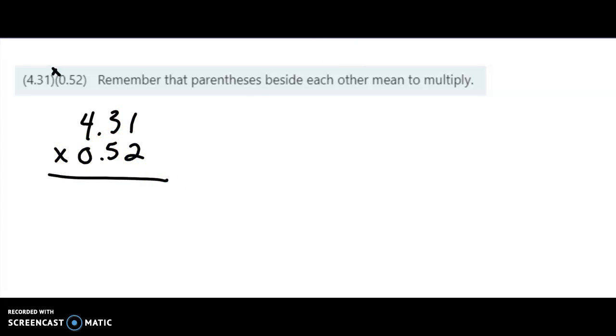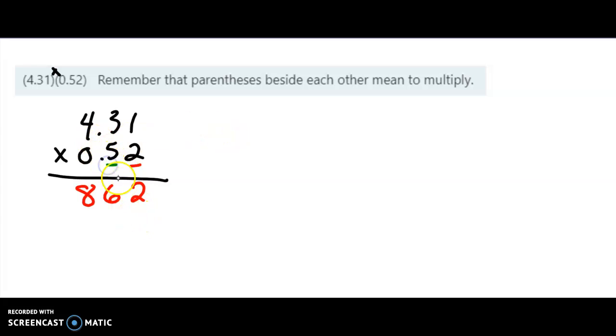All right, first thing I'm going to do is start with the first place. 2 times, and I'm going to multiply that by every single one of the numbers above it. 2 times 1 is 2. 2 times 3 is 6. 2 times 4 is 8. All right, notice I did it for every single one. Now let's do the next row.